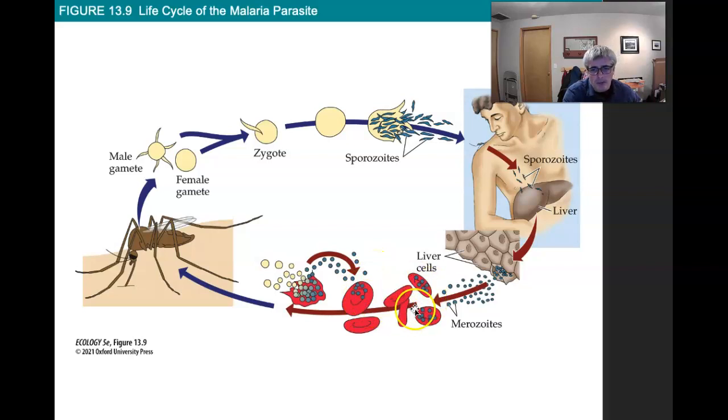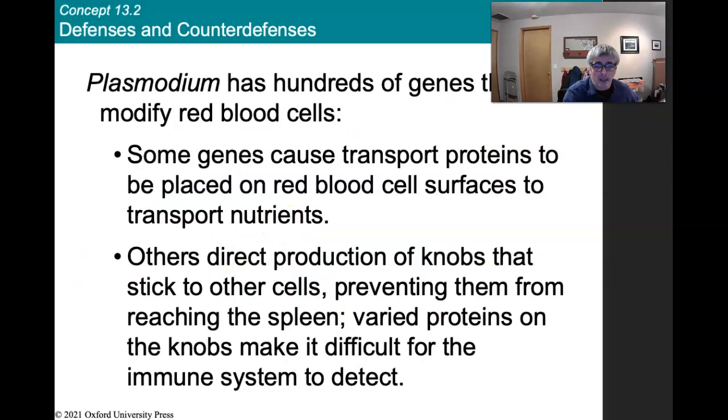And so this is causing two issues for the Plasmodium, which is once it takes over a red blood cell, that red blood cell stops dividing and bringing in nutrients, and it makes an abnormally shaped red blood cell that the spleen will detect and destroy. So to get around this, Plasmodium has hundreds of genes that modify red blood cells. Some genes cause the transport of proteins to be placed on the red blood cell surface to transport nutrients. So they basically make their own protein to import nutrients into the red blood cell they've taken over.